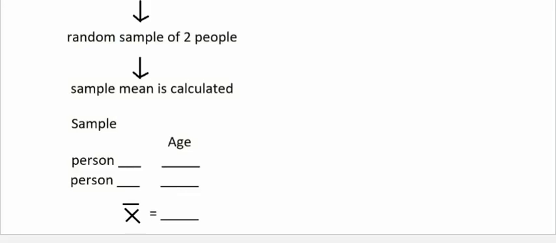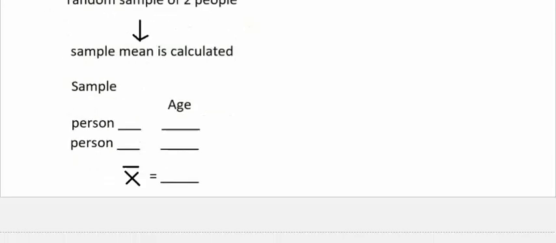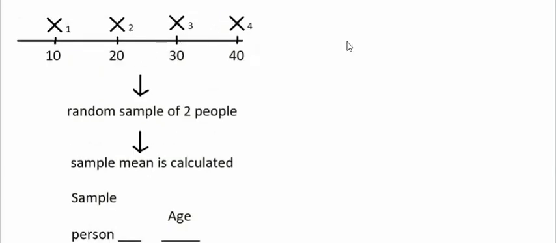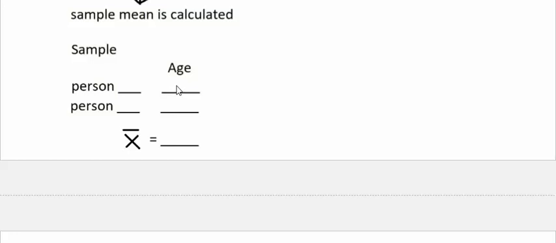Or you could imagine that your sample is person 2 and person 4. If that's what you're imagining, put 2 and 4 right here, the ID numbers, and fill in those 2 ages from the graph. So if you decided to pick person 2 and person 4, your 2 ages would be 20 and 40, and you would put 20 and 40 right here. Once you fill in the ID numbers and the ages, calculate the mean of your sample. So X bar is sample mean. You would just add the 2 ages and divide by 2 and get the mean of your 2 people, and then you're done with this page.